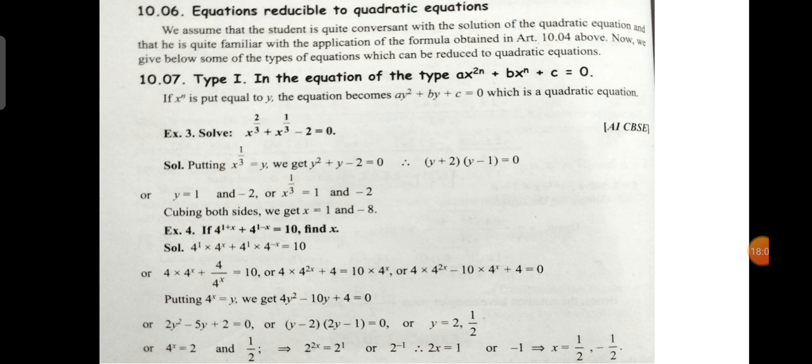Okay, or 4 into 4 raised to 2x plus 4 equal to 10 into 4 raised to x, taking LCM. Okay, and next it is 4 into 4 raised to 2x minus 10 into 4 raised to x plus 4. So putting 4 raised to x as y, you will get 4y square minus 10y plus 4 equal to 0. So solving that equation, you will get the answer as x equal to 1/2 and x equal to minus 1/2. Yes.